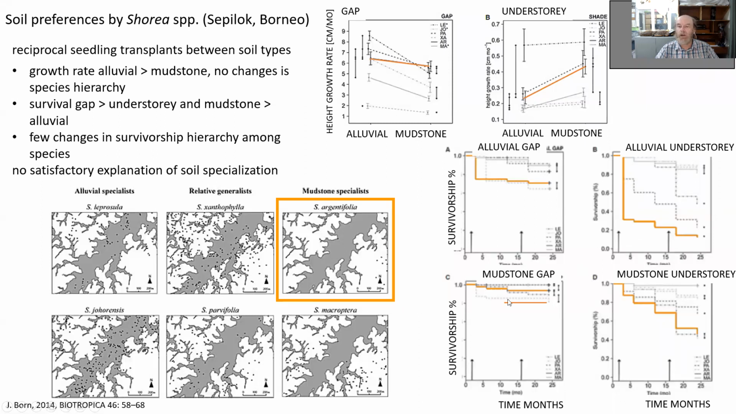That's true. They are also surviving slightly better in mudstone gap than alluvial gap, although that's true for most of the species. But there are no real, clear explanation why we see this kind of changes. We clearly did not measure the right parameters here. You can measure lots of things, and some of them might show to be really important.